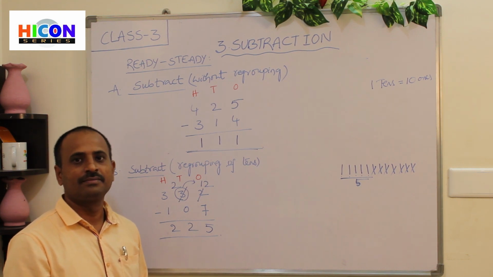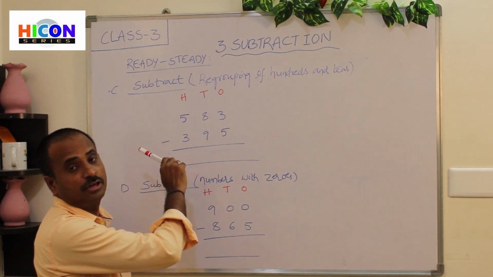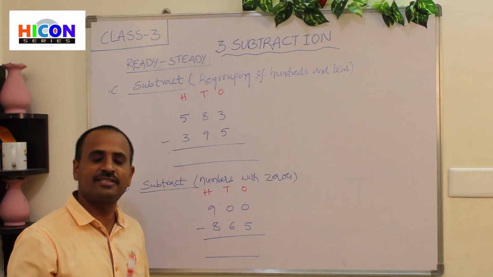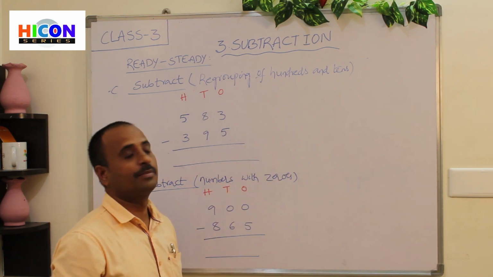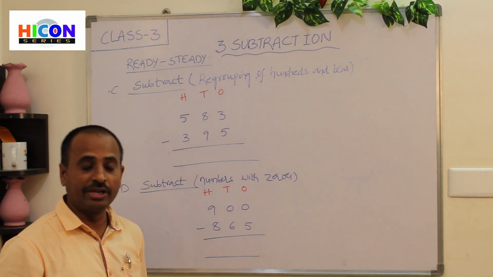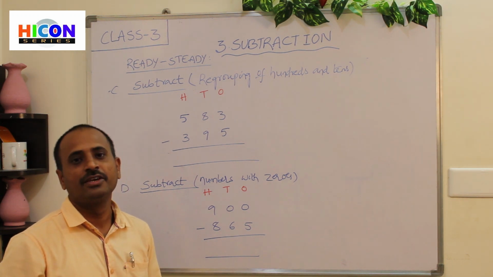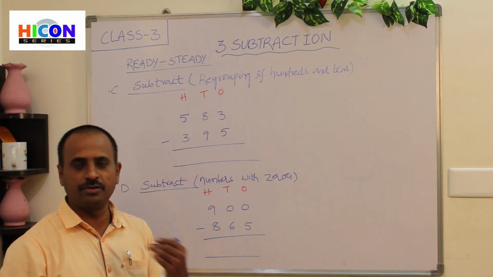Okay, children? See the next, third one. So this is the subtraction. That is the third type of subtraction you have learned in the second class. So that is regrouping of hundreds and tens. Subtraction by regrouping of hundreds and tens means we can get borrow from the hundreds place and also from the tens place.